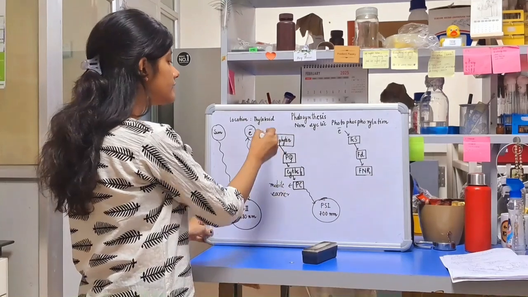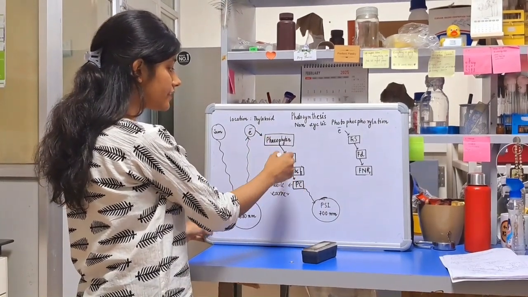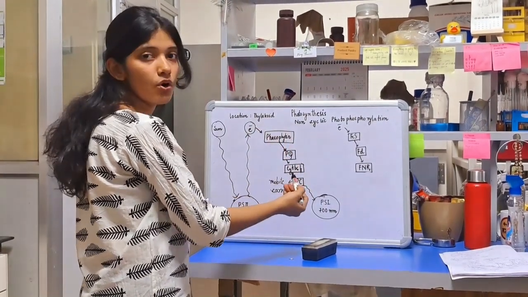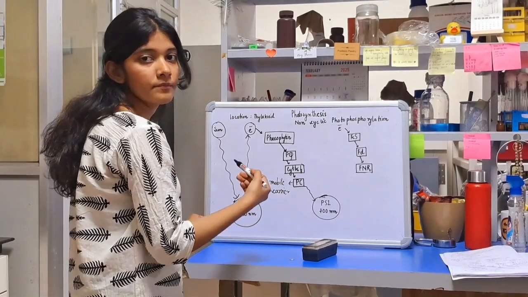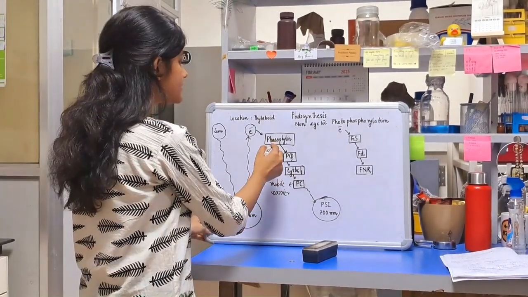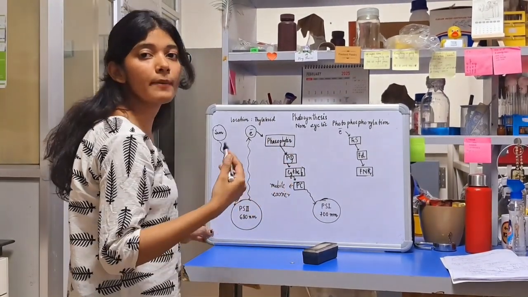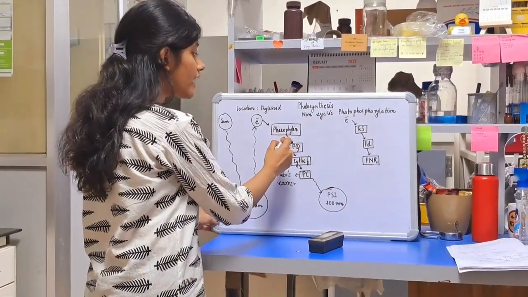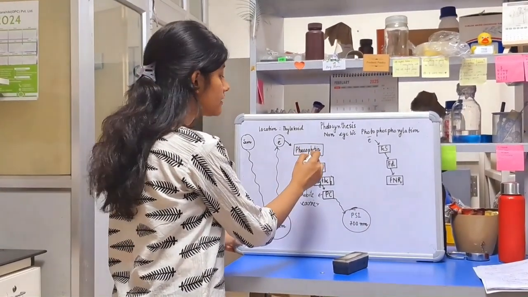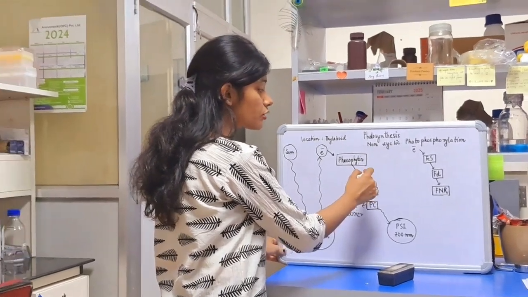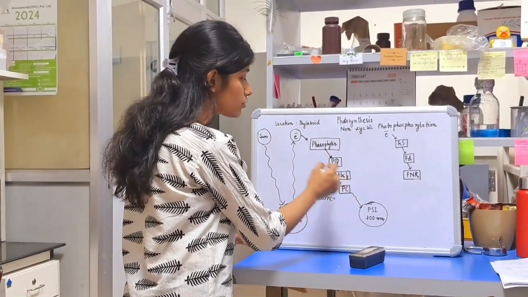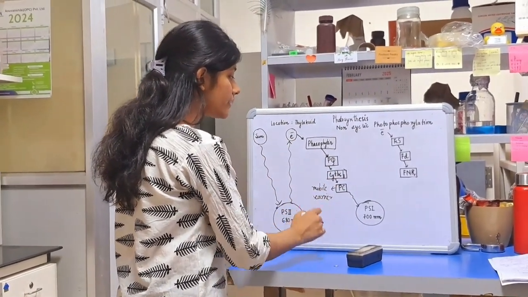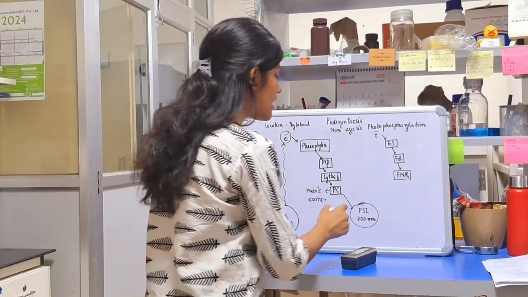One more thing, these electron carriers are arranged in increasing order of redox potential or reducing potential. Basically, what is reducing potential? It is the capacity to accept electrons. So we can say that pheophytin has low redox potential, then plastoquinone, then cytochrome B6F. So likewise, these will take place.